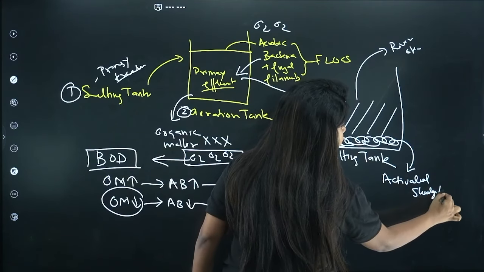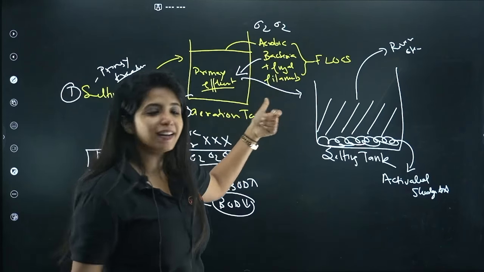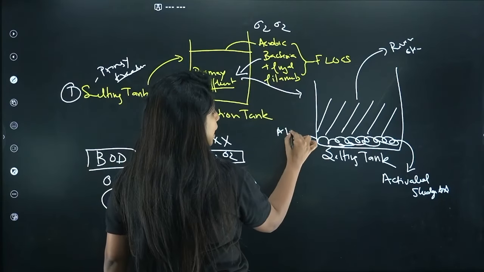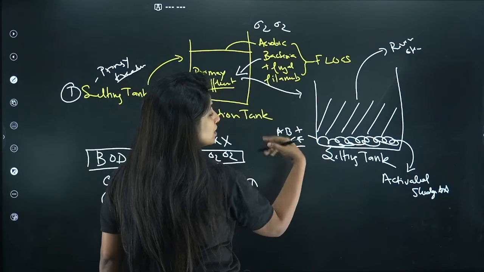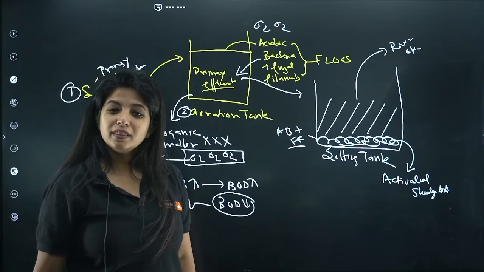Activated sludge, super important. What is this activated sludge made up of? Aerobic bacteria and the fungal filaments. Aerobic bacteria and the fungal filaments form the activated sludge. That is important. So ma'am, what do I do with this sludge now?